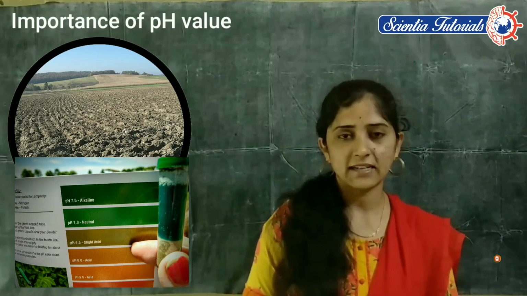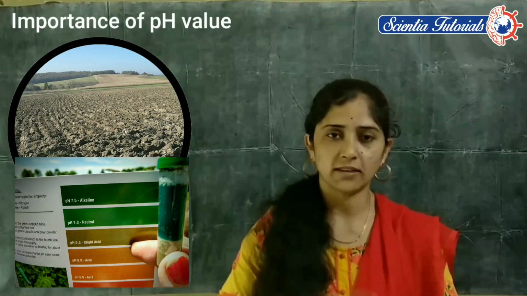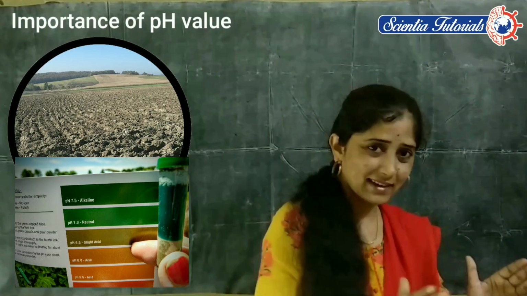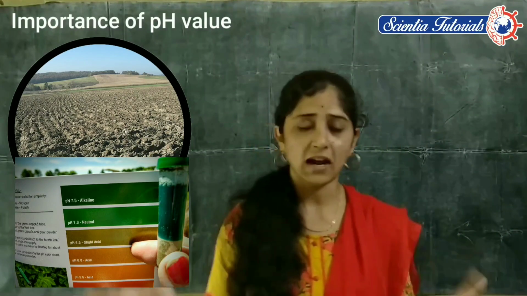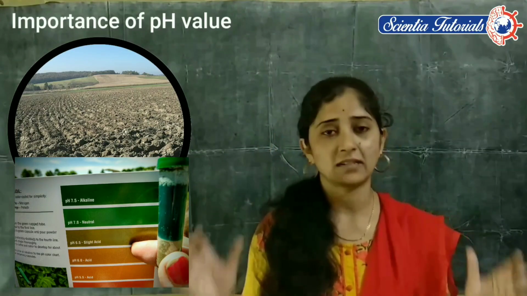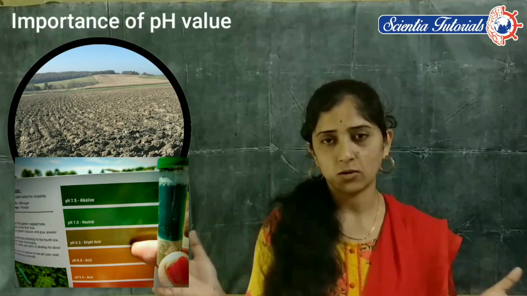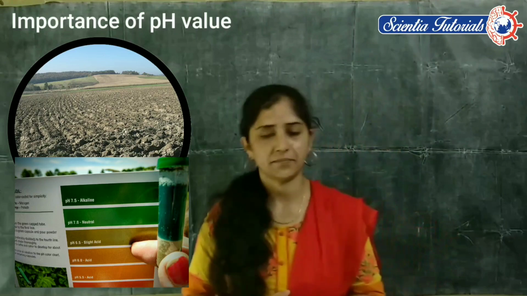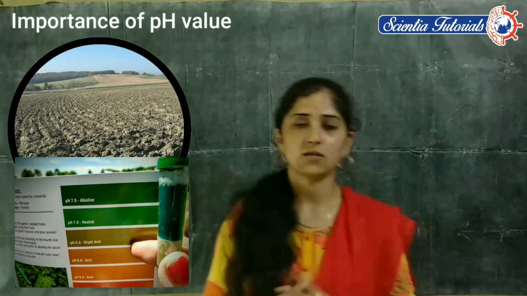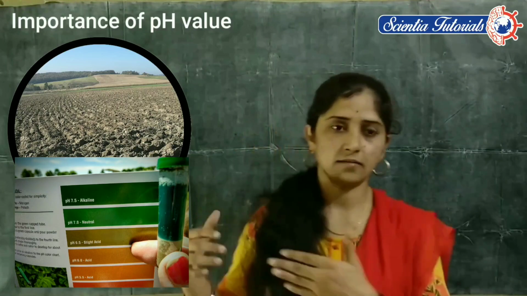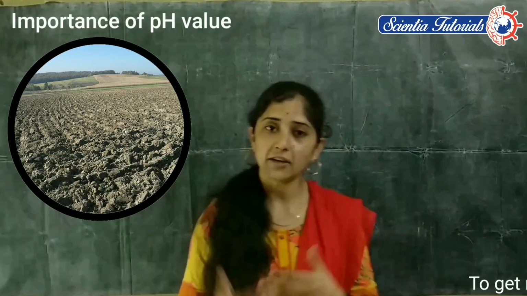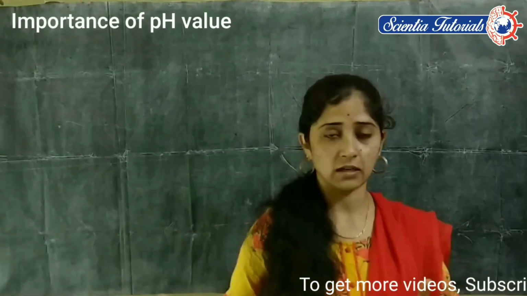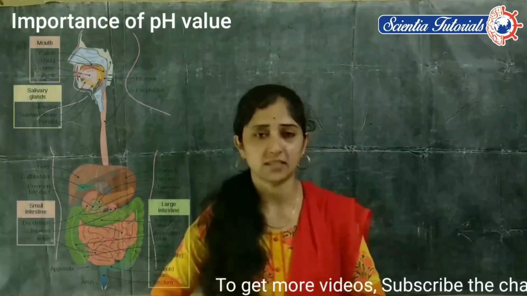Then we identify which color the pH paper is showing, that is, acid colors, base colors, or neutral colors. According to this, farmers cultivate their crops and grow plants in a particular region and particular soil. So these are the pH values of solutions, of the soil, or of our mouth. And students, how do we relate pH values to our digestive system?